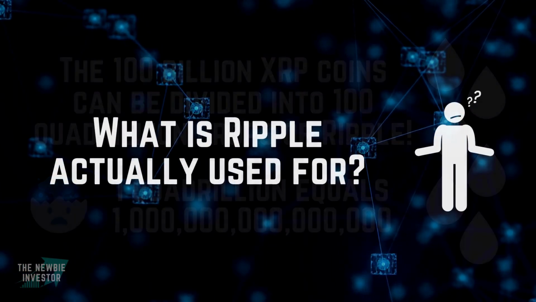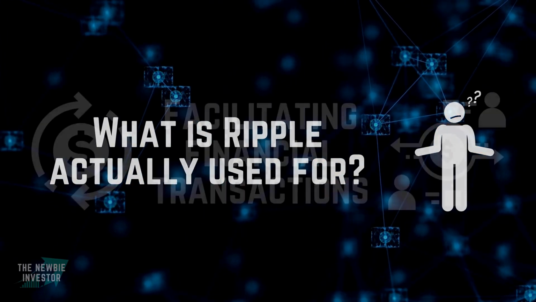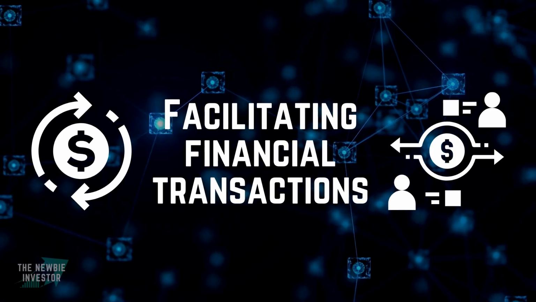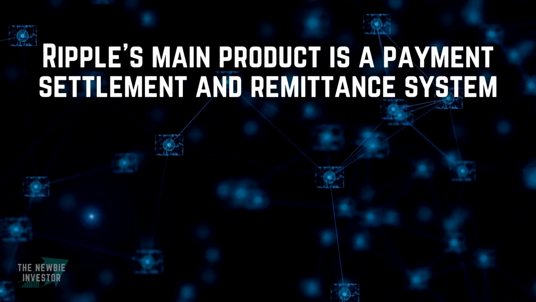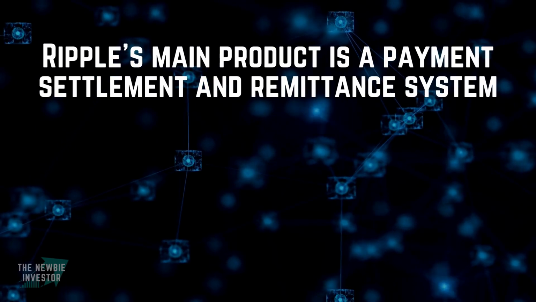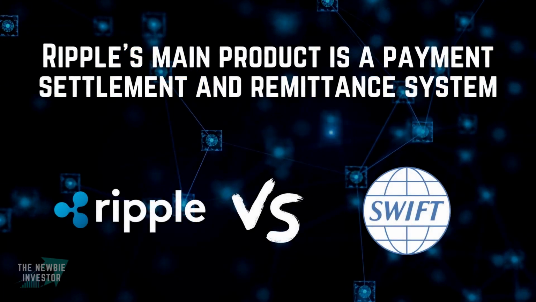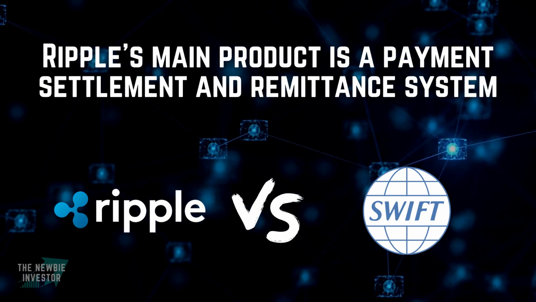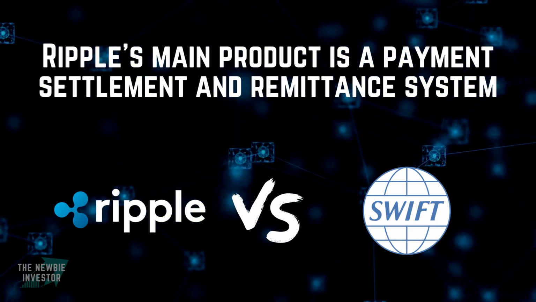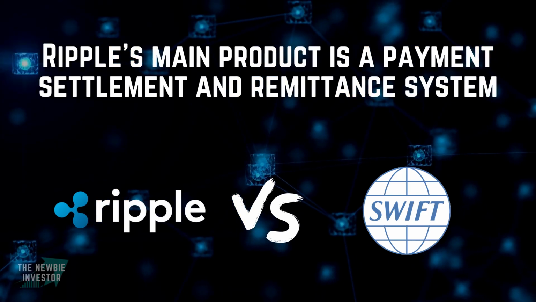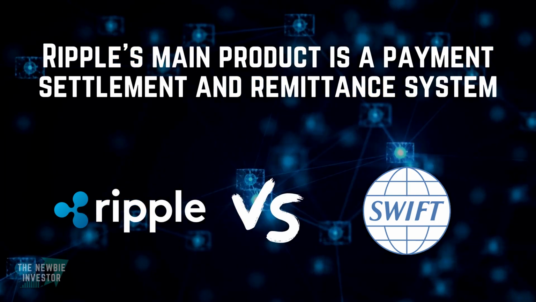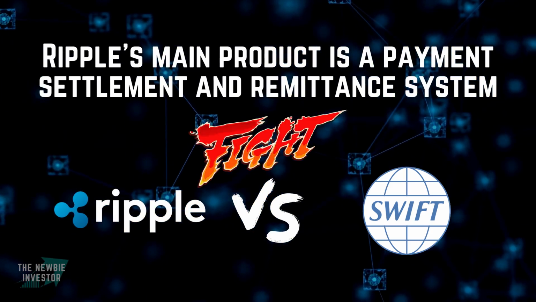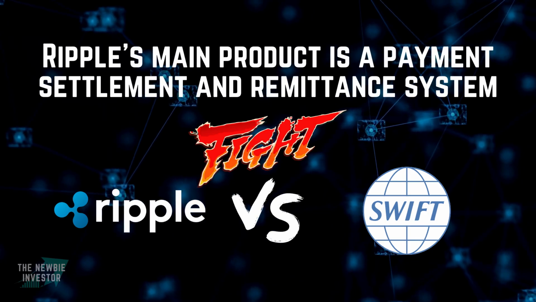Okay, so what is Ripple actually used for? Ripple was built for the purpose of facilitating financial transactions. So, Ripple's main process is a payment settlement asset exchange and remittance system. Something like the SWIFT payment system for international money transfers, which you have probably heard of if you have ever sent money abroad to your bank. SWIFT is pretty much the industry standard used by banks and other financial institutions when dealing across currencies, but Ripple is slowly growing in popularity, although it is still in its very early stages.